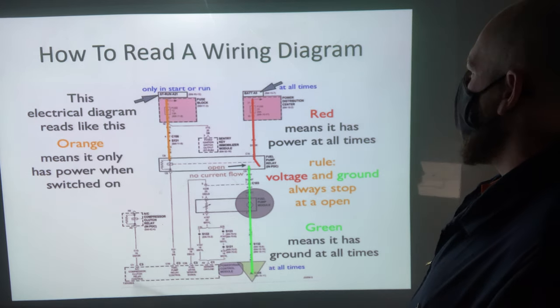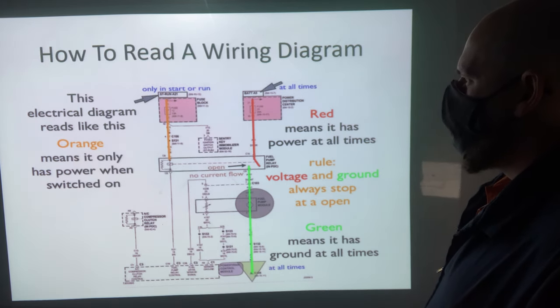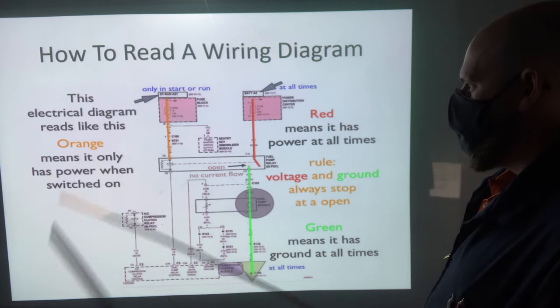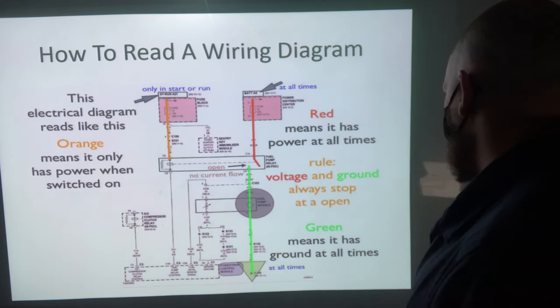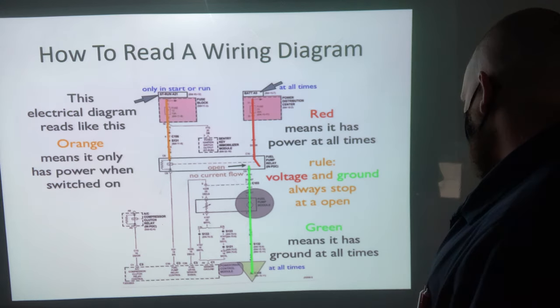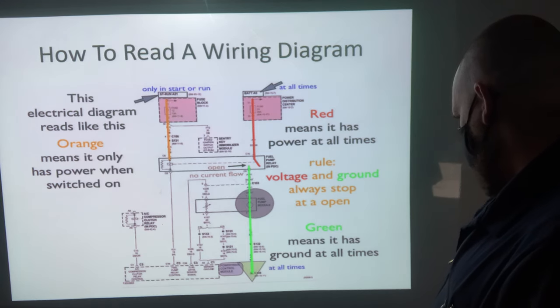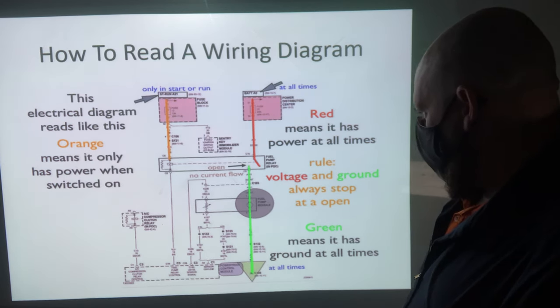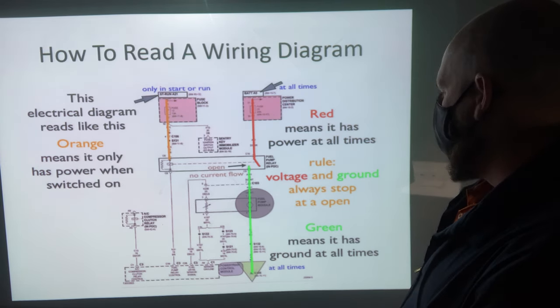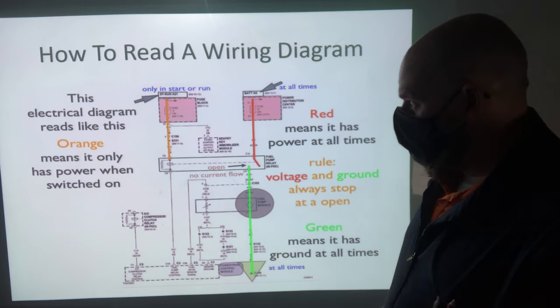So this is how to read a wiring diagram. This electrical diagram reads like this. Orange means it only has power when switched on. Red means it has power at all times. Rule: voltage to ground always stops at an open. Green means it has ground at all times. So we're going to go over how to read a wiring diagram a little bit later.